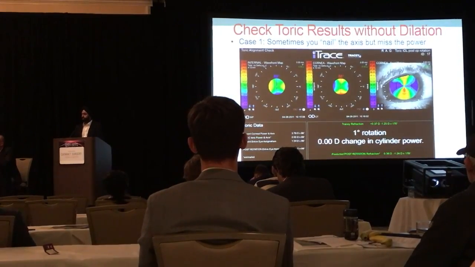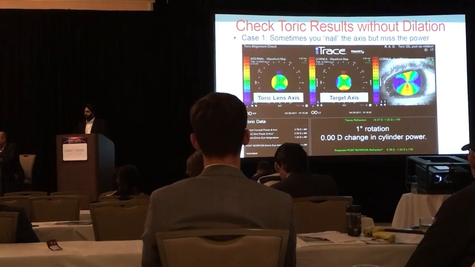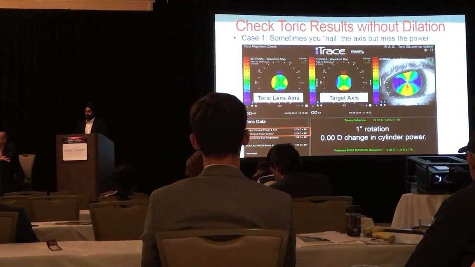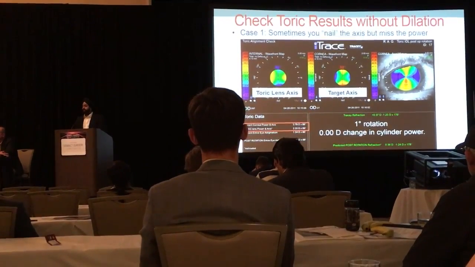So here's an example of a patient where we're pretty much on axis, it's perfect. There's your IOL, there's a target, and you're pretty much on the same axis. But the problem is you are off on your power. So it tells you, don't rotate this. This is someone who may need an LRI or some type of enhancement.